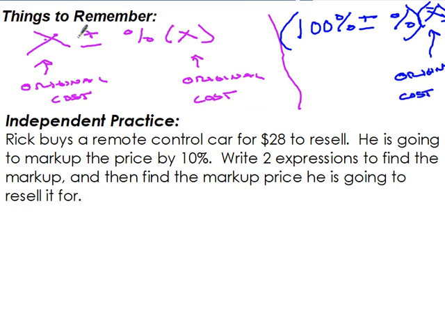Okay, well, that's all I got for you guys. So two different ways to do it. We want to learn how to write both expressions, but then eventually once you solve, you can just pick one. So hope this video helped.